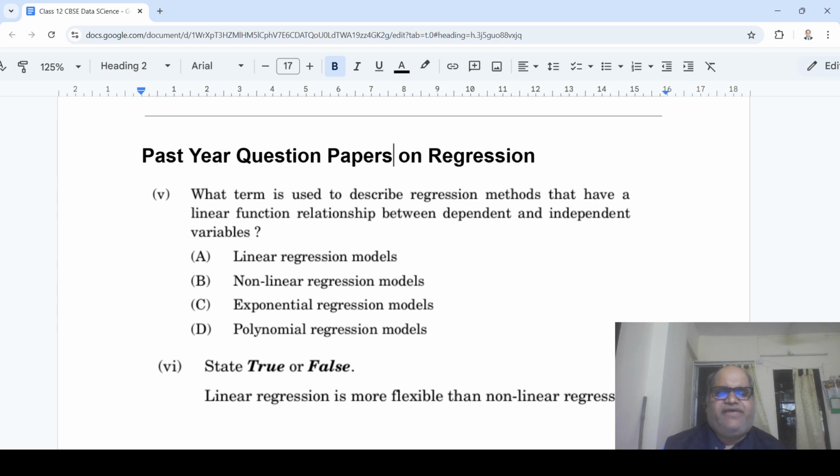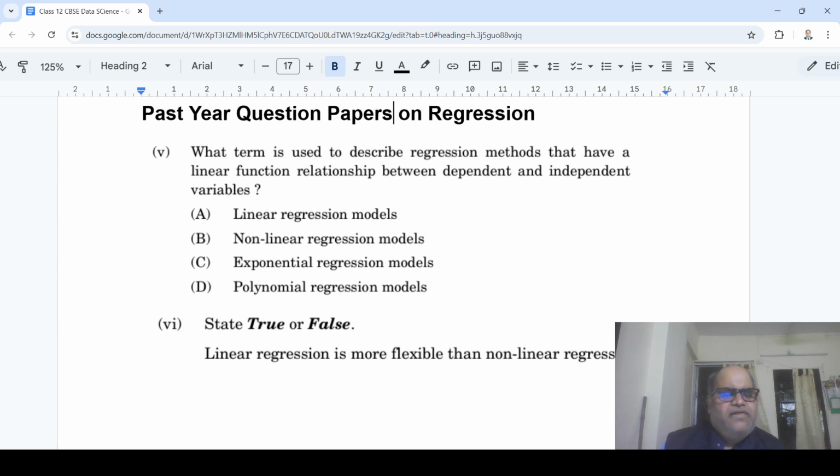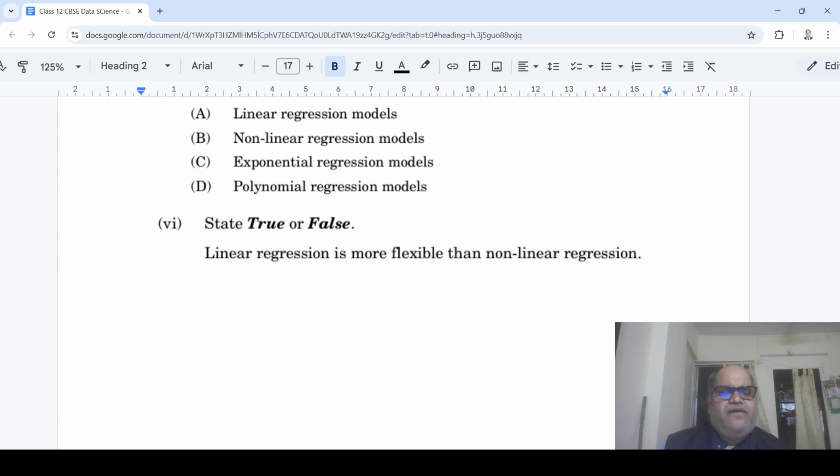What term is used to describe regression methods that have a linear functional relationship between dependent and independent variables? So no brainer, that's the linear regression model, or simple linear regression model. State true or false: linear regression is more flexible than non-linear regression. Think through it. There are more constraints on linear regression. It can only model linear relationships between independent and dependent variables, while non-linear can map more complex relationships. So this is false.